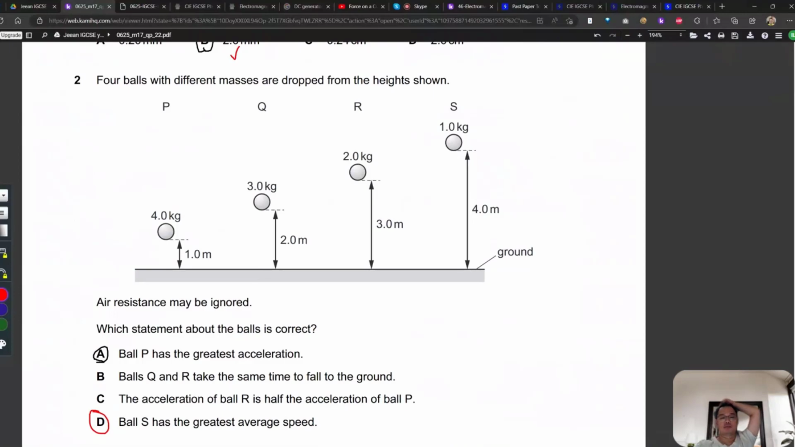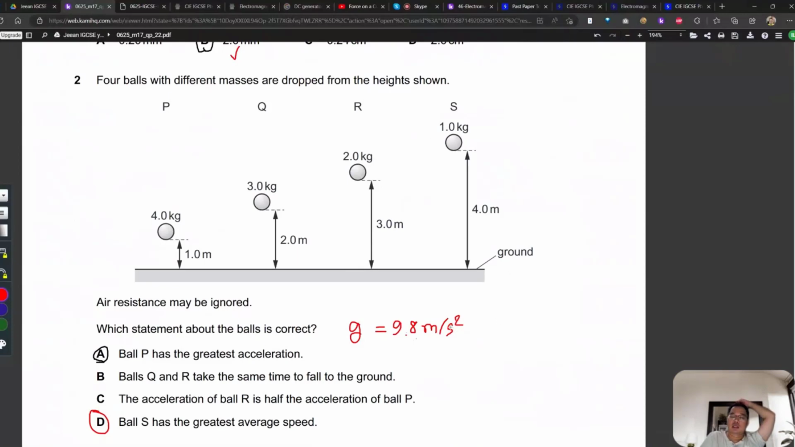Okay. 4 different masses, balls, 4, 3, 2, 1 kilogram, dropped from different heights: 1, 2, 3, 4 meters from the ground. The statement about the balls that is correct. You chose A: the ball P has the greatest acceleration. Even if the masses of the balls are different, the acceleration is the same, which is the free fall acceleration, 9.8 meters per second squared. So the accelerations are supposed to be the same, not different for different balls.